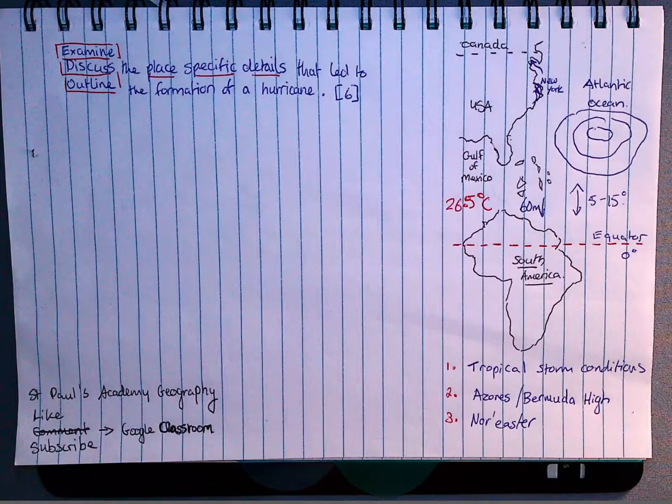Here we go again, year 10. So another 6-mark question for you. Discuss the place-specific details that led to the formation of a hurricane.